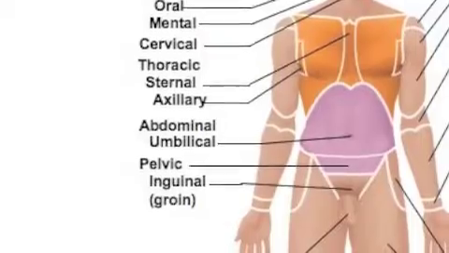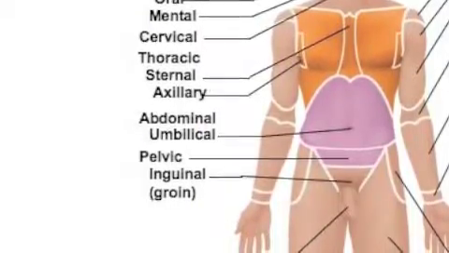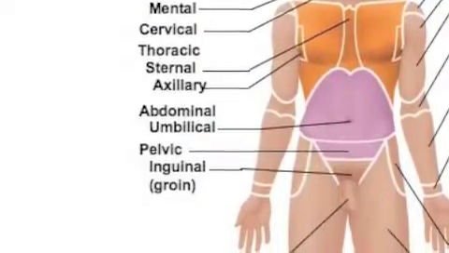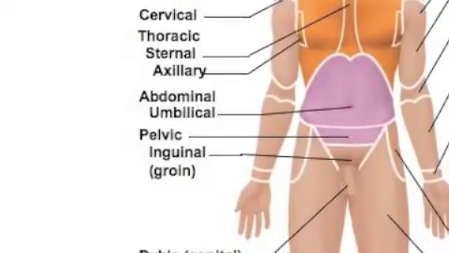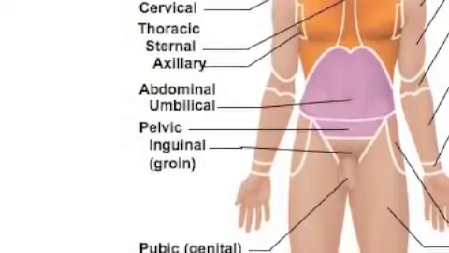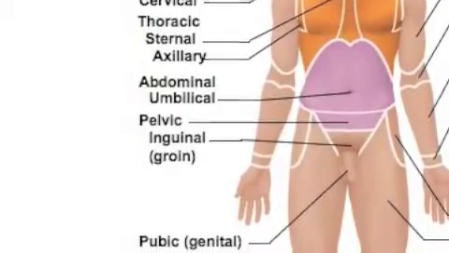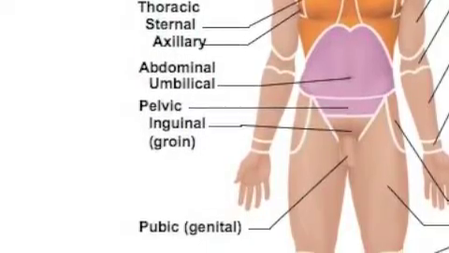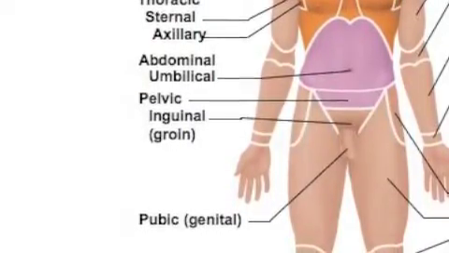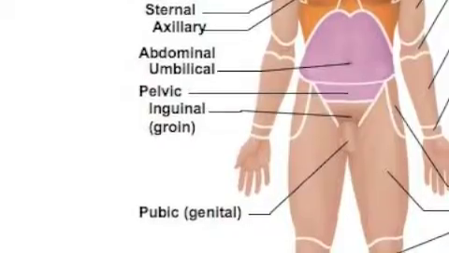Abdominal refers to the stomach area, and umbilical is the place where the belly button is. Pelvic is the area of the pelvic bones, and inguinal refers to the groin. The pubic area is where the genitals are, but actually it's the lowest portion of the pelvic bone, and that is basically where the genitals are.